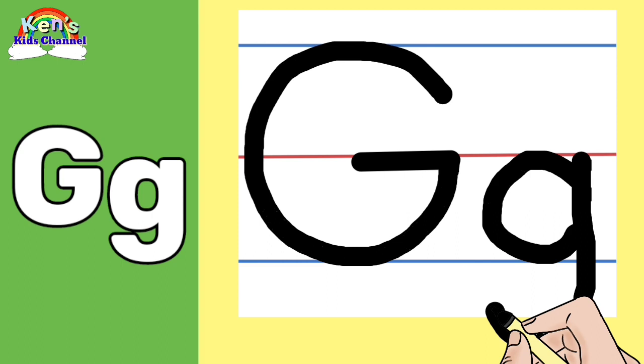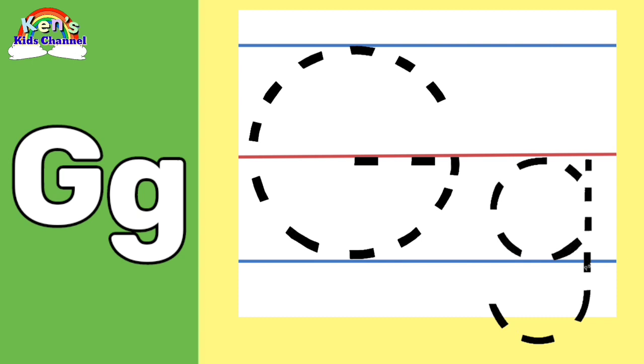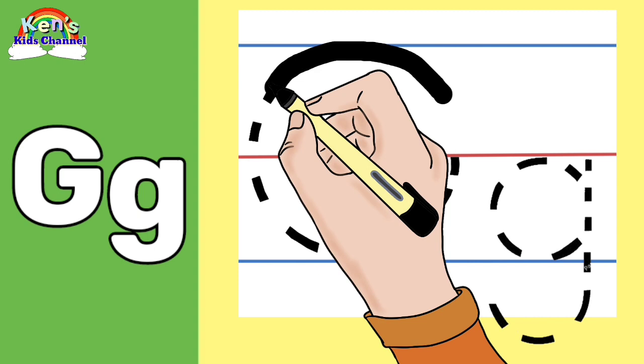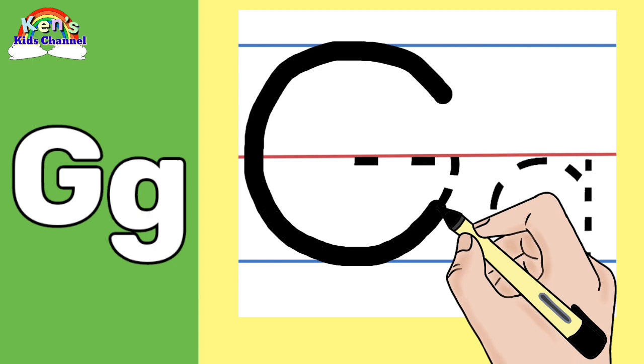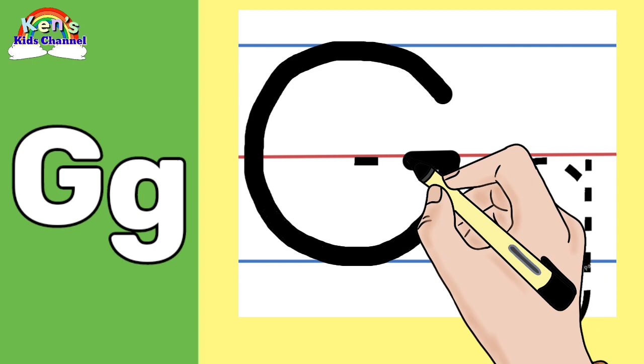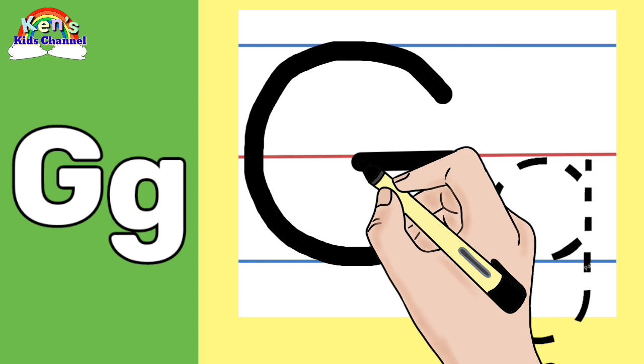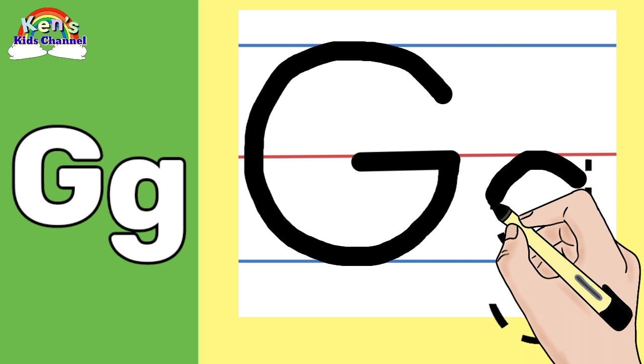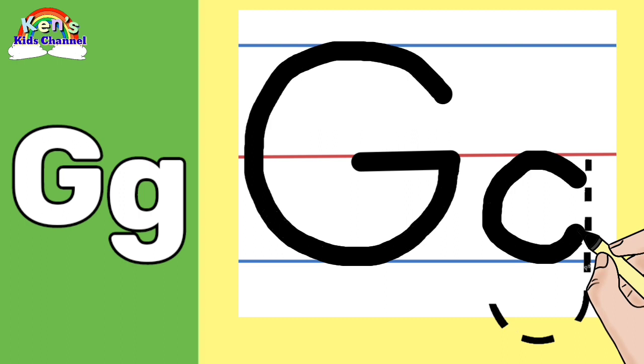Now your turn. Now we begin with the mommy letter G. Let's make a big curve. Then make a sleeping line on the middle red line. Now let's write the baby letter G, or the small letter G. Let's make a small curve. Now let's make a straight line with a little curve at the bottom.